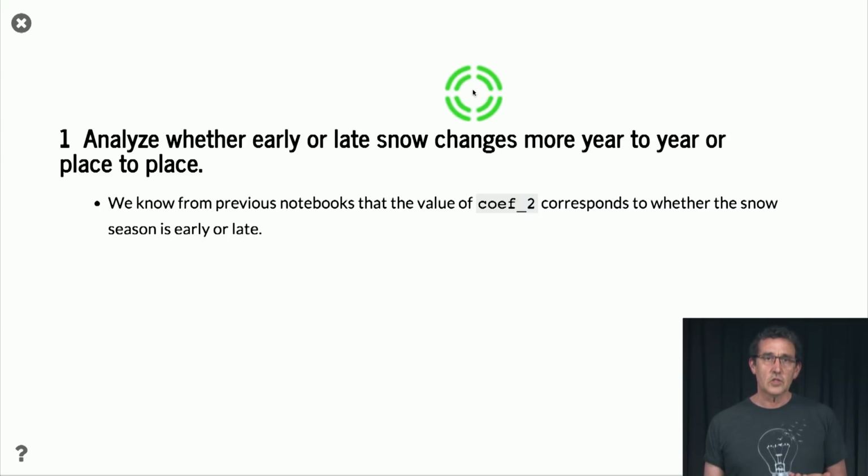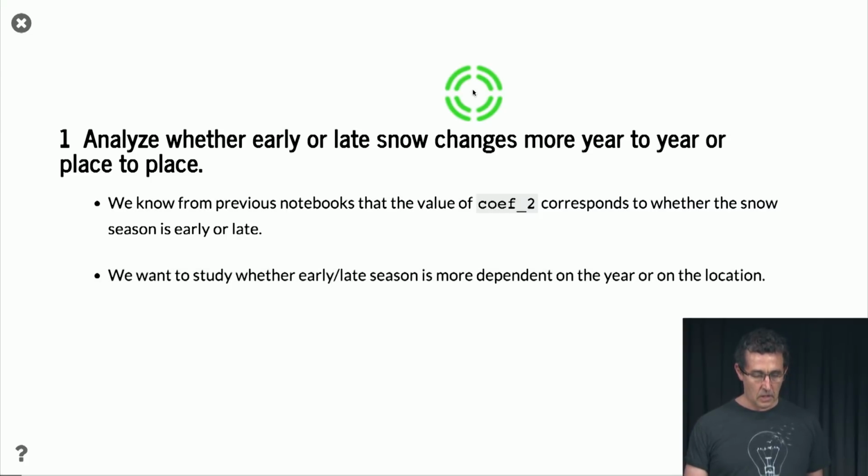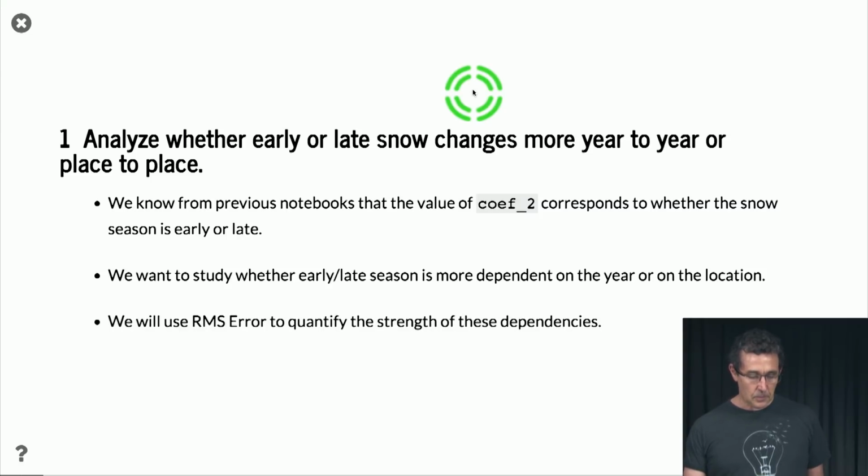Now we're going to try to do the same thing, but in a more quantitative way. We're trying to answer the question: what is more important for the time of the snow? Is it changes from year to year, or is it changes from place to place? We know that coefficient 2 corresponds to whether the snow season is late or early, and now we want to see this dependence. We're going to use squared error or root mean square error to quantify the strength of the dependencies, basically as a yardstick to decide which one of these two influences is more important.